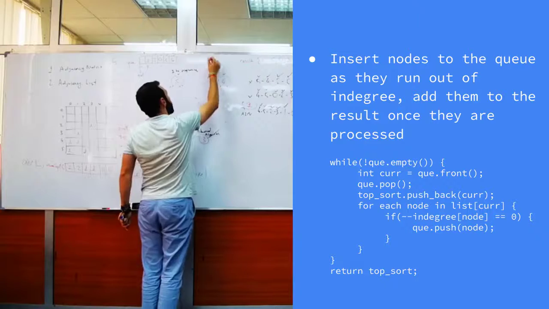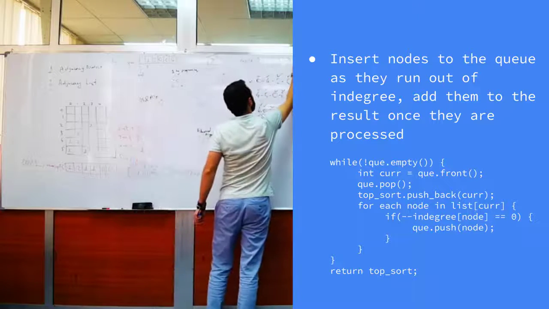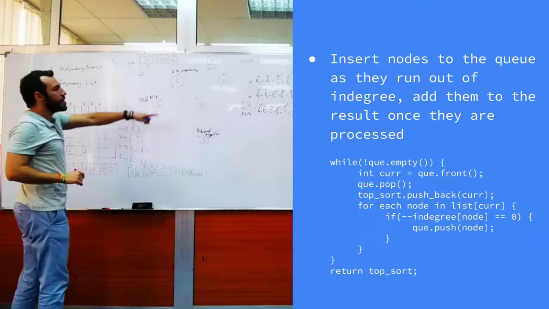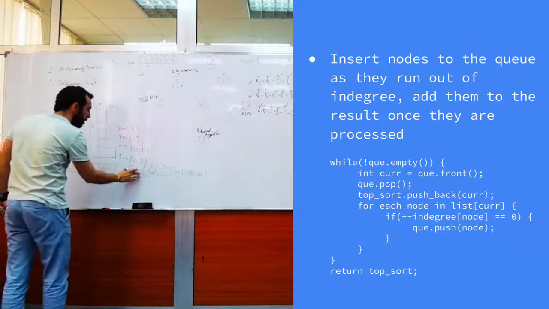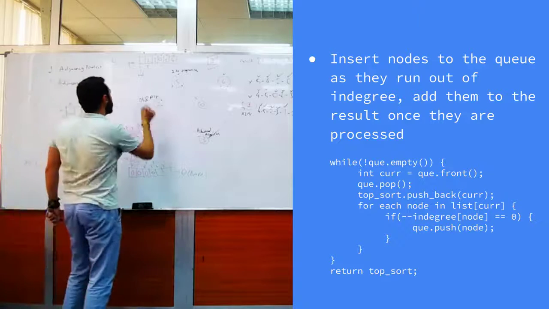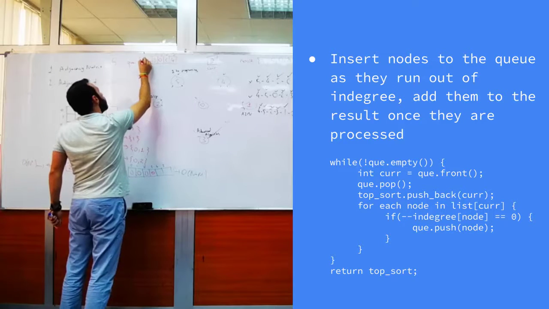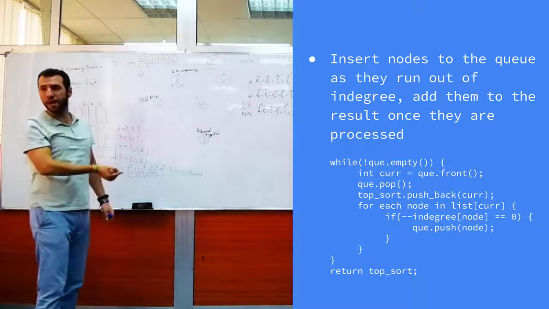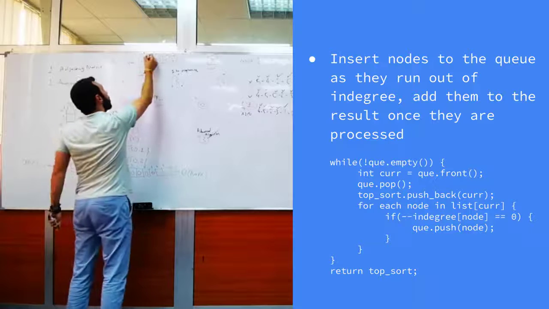My current node is 3 now. 3 is added to the result. And 3 has 1 outgoing edge to 1. Now, 1's incoming edge count is also 0. So 1 is added to my queue. And since I have 1 more element in the queue, I will continue execution.